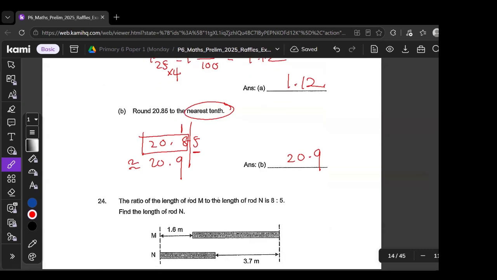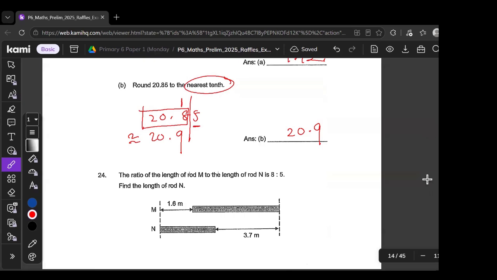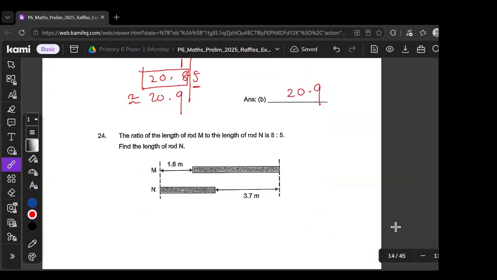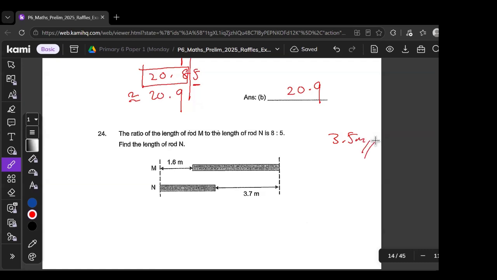Okay, question 24. The answer is 3.5 meters. Okay, 3.5 meters for question 24. Now, when you look at this picture, what method does it tell you? This picture is a clue for a method already, model drawing. Yeah, it's like a model. So rod N is 5 units, rod M is 8 units. Okay, let me just put down 8 units. Then this is 5 units. Okay, how to do this?